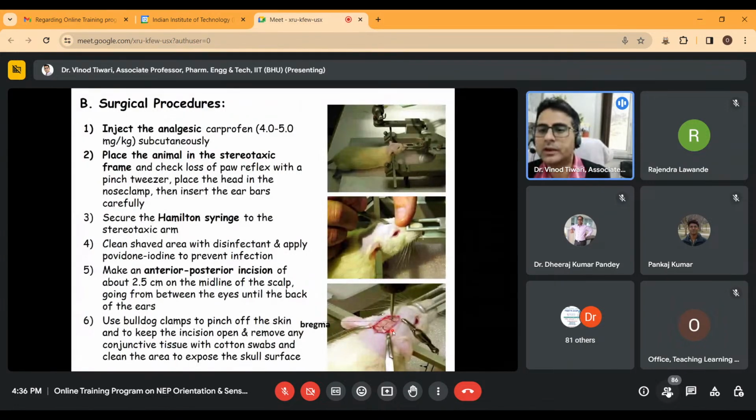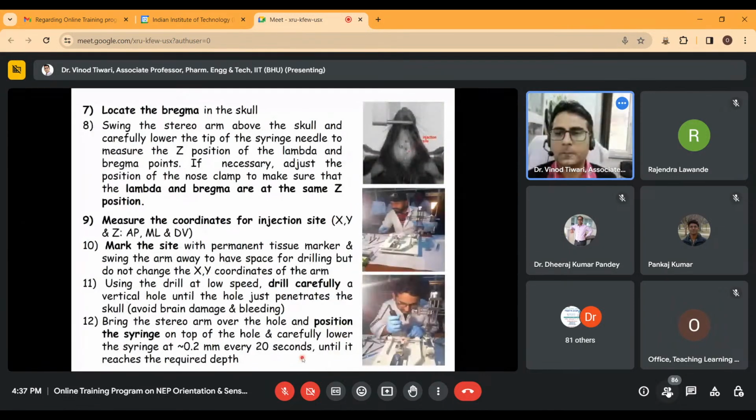Your first job is to locate the bregma and the lambda on the skull of the animals. This is present in all the living beings, not only rat and mice. It is also present in the humans as well. So they act as a landmark which can be used to identify the other brain regions. And if there are any connective tissues, they can be removed, and if there's certain bleeding, you can clean it with the help of cotton swabs and clean the area to expose the skull surface.